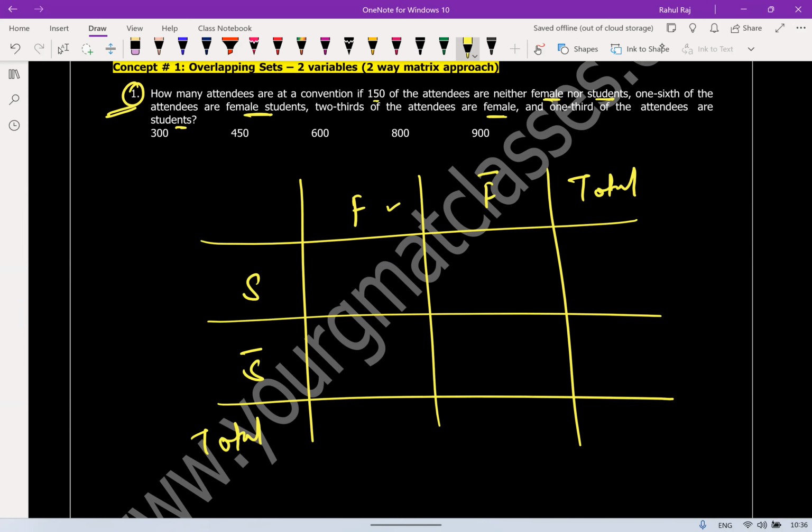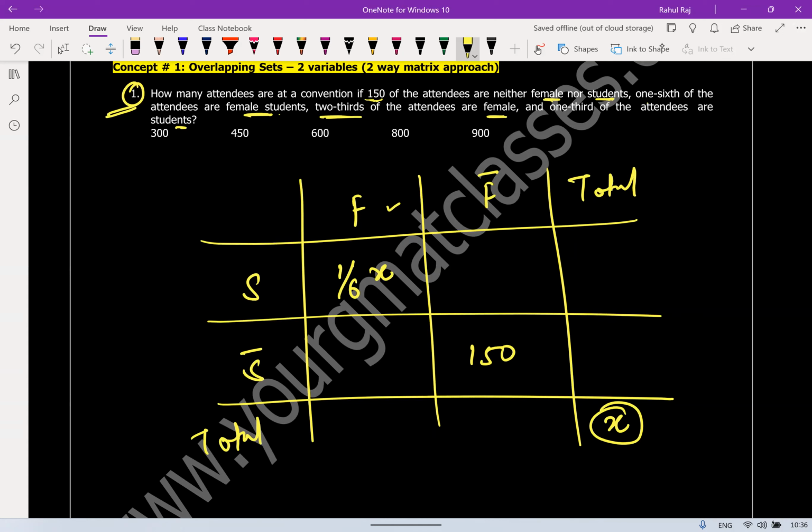So let's say the total number of attendees at the convention is x. Now it says that 150 of the attendees are neither female nor student. So this is 150. They are neither female nor student. 1/6 of the attendees are female students. So can I say this is 1/6x? Because it says 1/6 of the attendees, my total attendees is x.